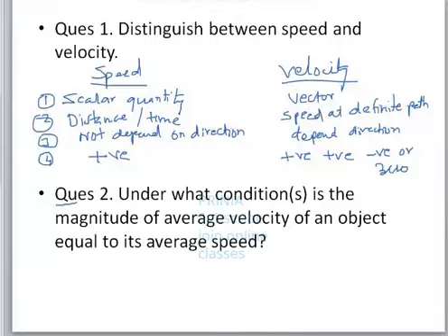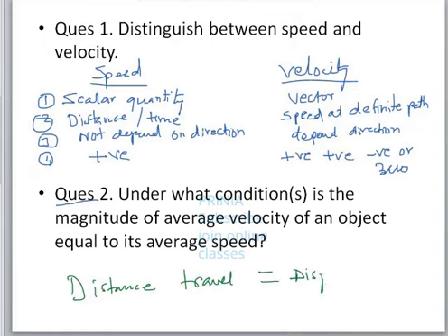Next question we are asked: under what condition is the magnitude of average velocity of an object equal to the average speed? In which condition is the average velocity of anything equal to the average speed? So we can say the distance traveled by the object is equal to its displacement, right. So we can write that distance traveled is equal to displacement of the body, so then we can say that the magnitude of average velocity is equal to the average speed.